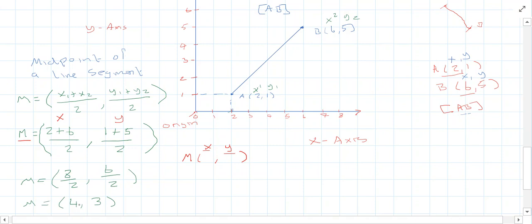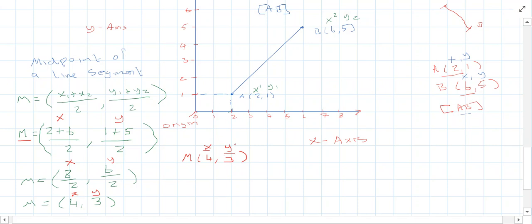So now what we can do is we can take this midpoint and we can plot it onto our line by using the coordinates. So remember this is the x value and this is the y value. So what we're saying is x is 4, because we've worked it out, and y is 3. So now what we can do is we can start to plot this.